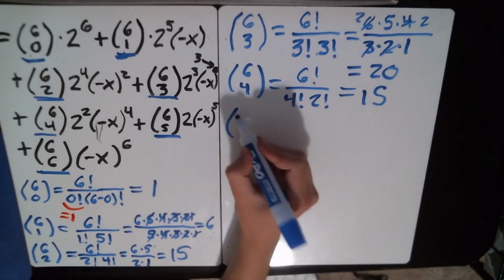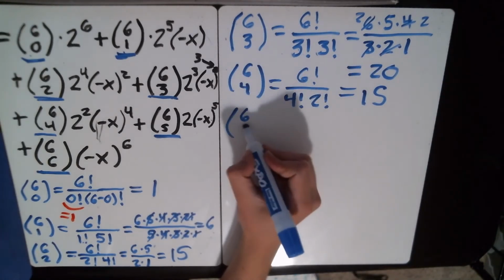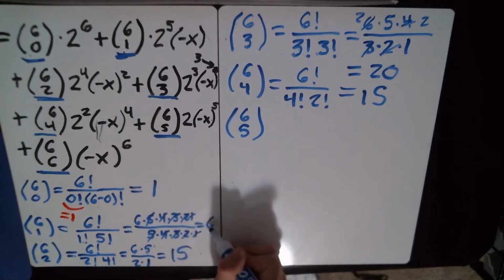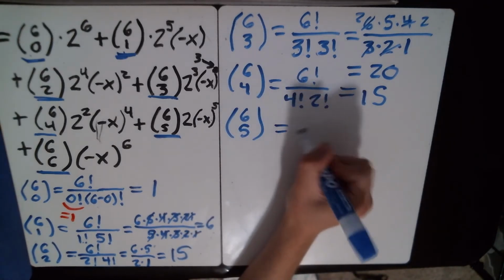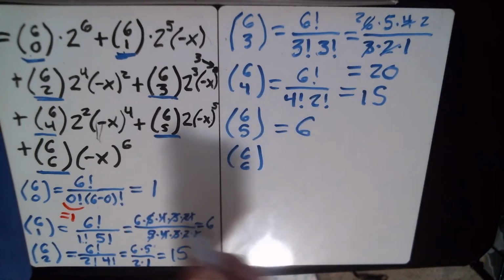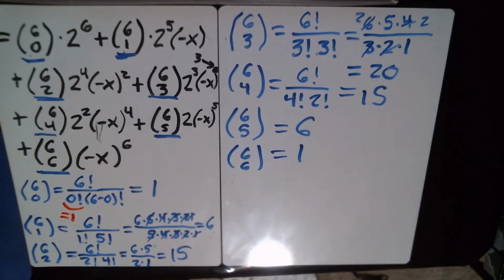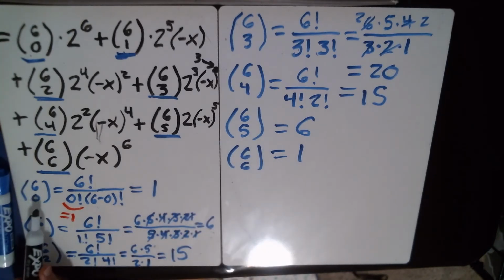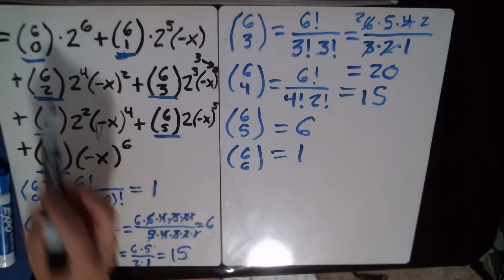Kind of same thing for 6 choose 5. We just go back one now. This is going to be 6. And then 6 choose 6 will be the same as 6 choose 0, which is 1. So now that I have all of the things in this row, I can plug those in and simplify everything.